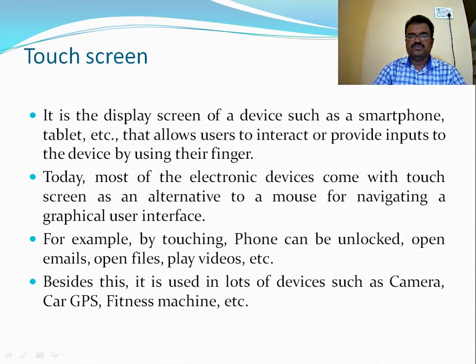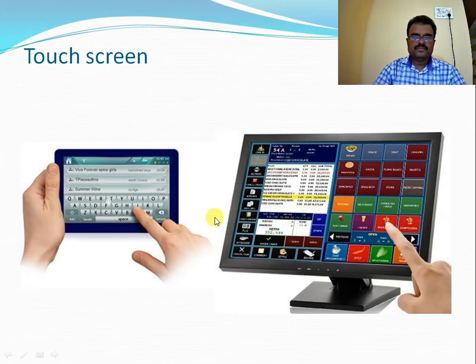Besides this, it is used in lots of devices such as cameras, car GPS, fitness machines, etc. And also in ATMs, automatic teller machines, we are seeing these touch screens. Here, this is one of the touch screens. Directly we can touch wherever we want, and whatever characters we want can be read as input, as when we are giving it through the keyboard. Here also we can select by touching the area of the screen. This is called a touch screen.